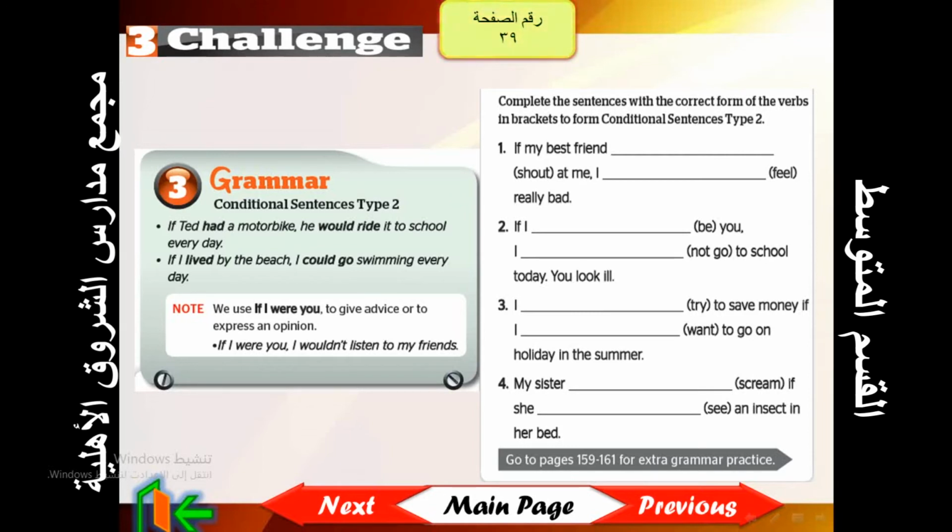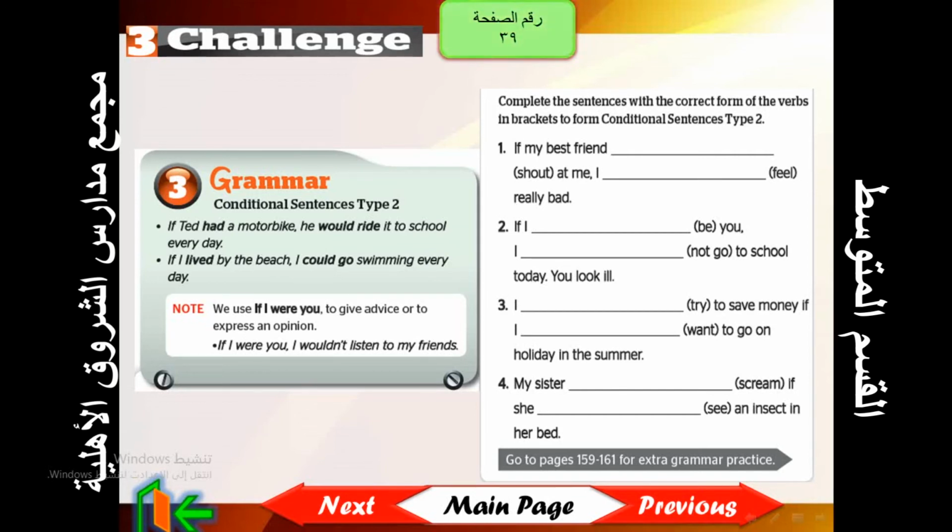Number 2, if I be you, I not go to school today, you look ill. Here he gives advice. He advised his friend. Okay, if I were you, as we know, we always say if I were you for giving advice, or when I advise someone, I say if I were you, I wouldn't go. Past simple and wouldn't plus verb 1. If I were you, I wouldn't go to school today because you look ill.